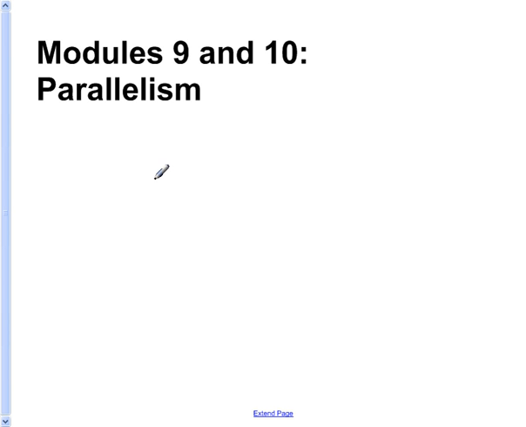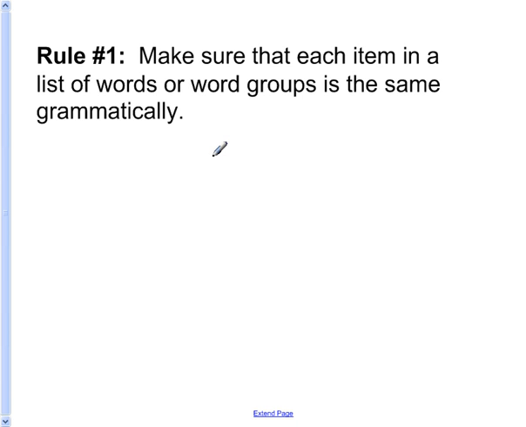Modules 9 and 10, Parallelism. There are 4 rules of parallelism that we're going to be looking at in this video. Rule number 1, make sure that each item in a list of words or word groups is the same grammatically.